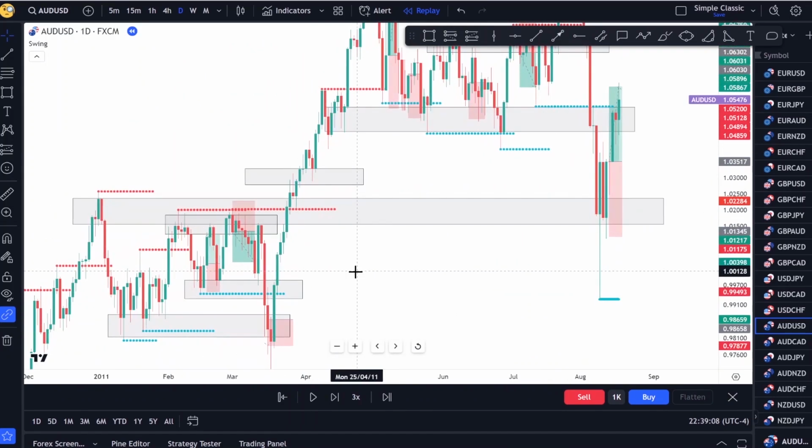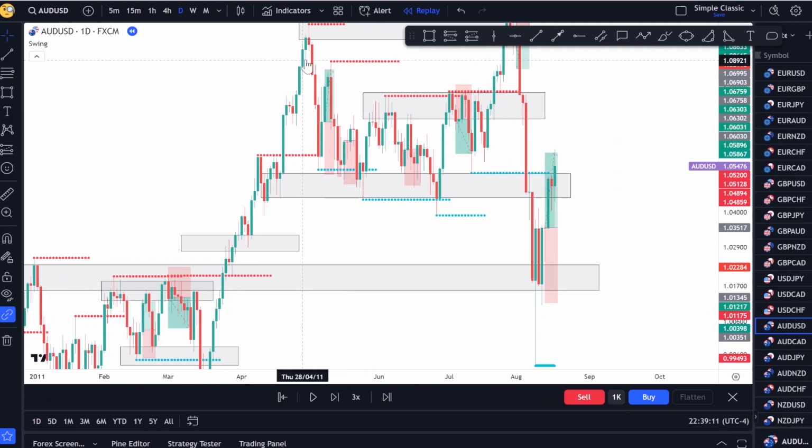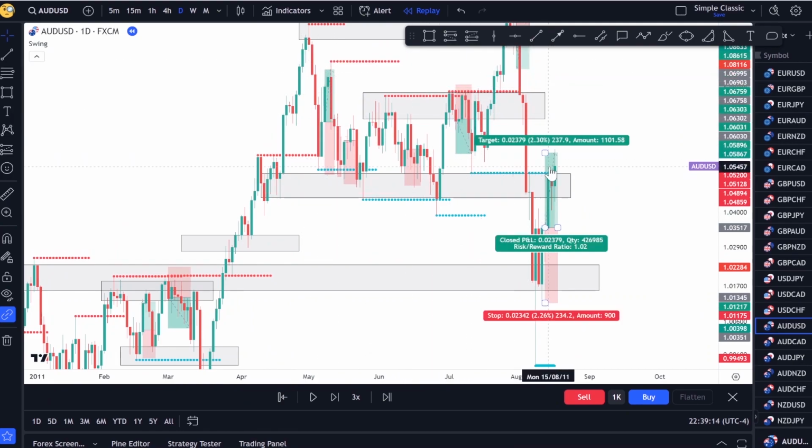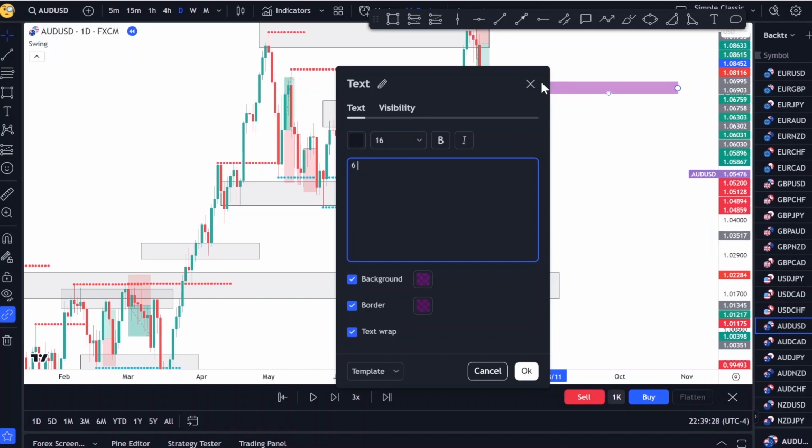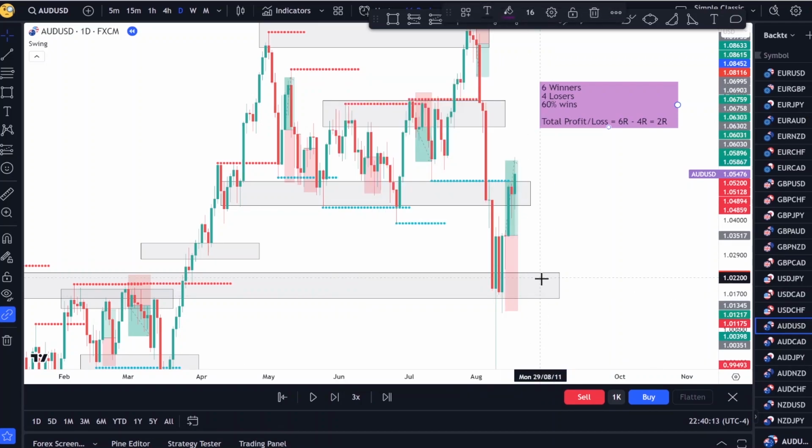Now over 10 trades, say we had 1, 2, 3, 4, 5, 6 winners. We got 6 winners, 4 losers. Right, and that gives you 60% wins, and the total profit and loss would be 6R, whatever your risk is, can be $10, $100, $1,000, up to you, minus 4R, and you end up with 2R. Now this is over a period of 6 months.